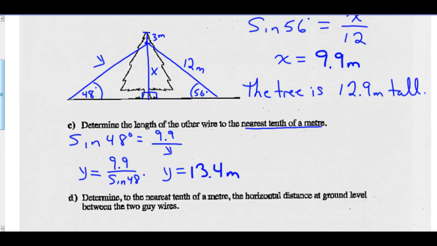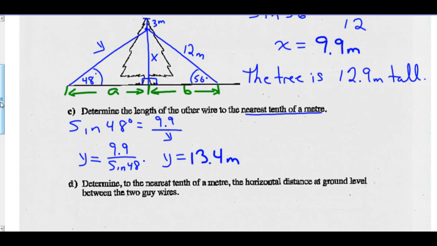Part D, determine to the nearest tenth of a meter the horizontal distance at ground level between the two guy wires. All right, so let's find these two distances, A and B. A is from here to here, B is from here to here. Then I can find the distance between those two by adding A to B.